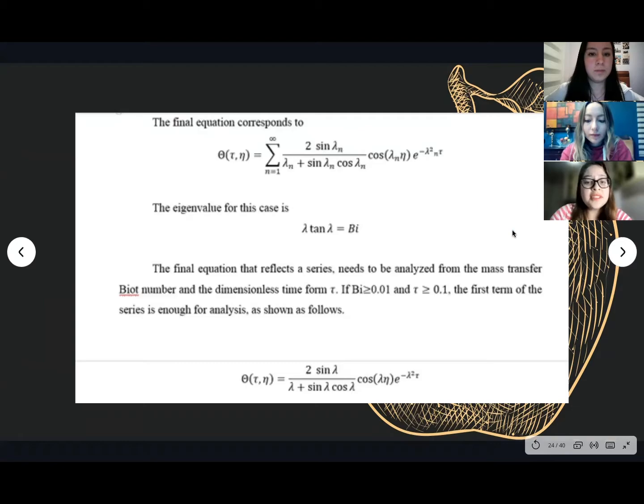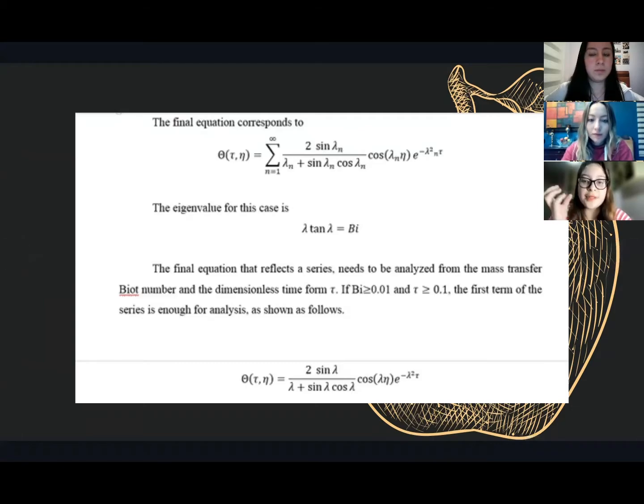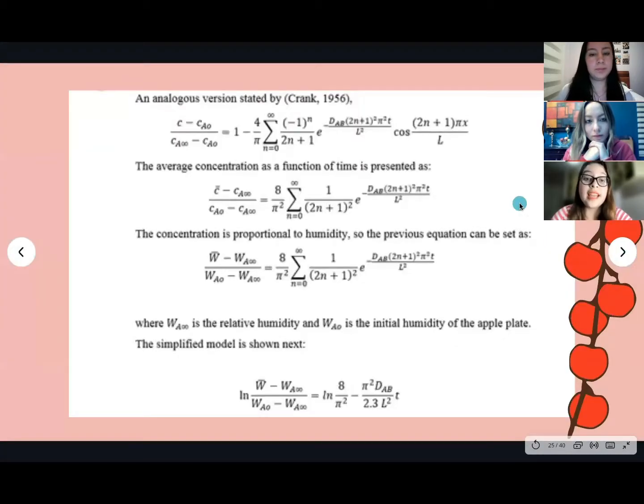And the final equation that reflects this area needs to be analyzed from the mass transfer number and the dimensionless time. For beta higher than 0.01 and t higher than 0.1, the first term of the series is enough for analysis and is shown as follows. An analogous version stated by Crank in 1956 gives these expressions, and the average concentration as a function of time is presented like this.